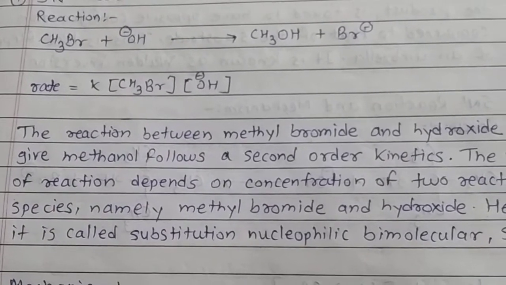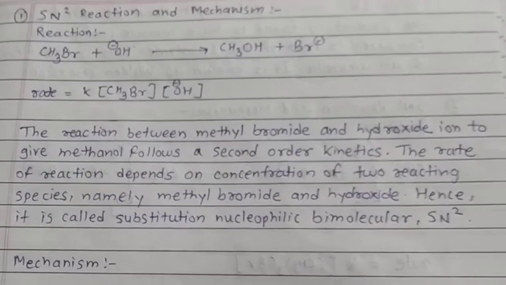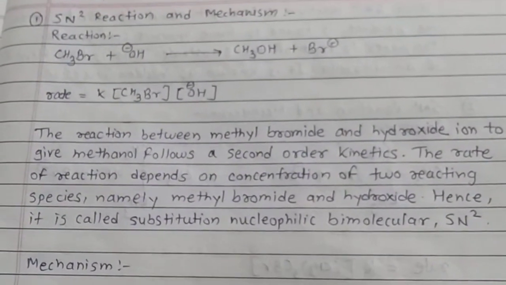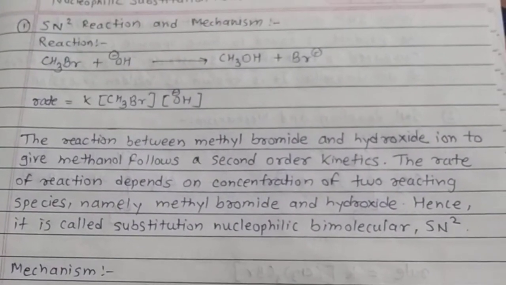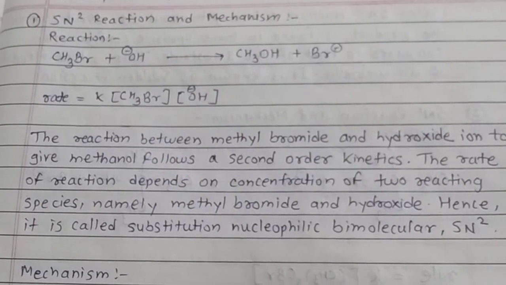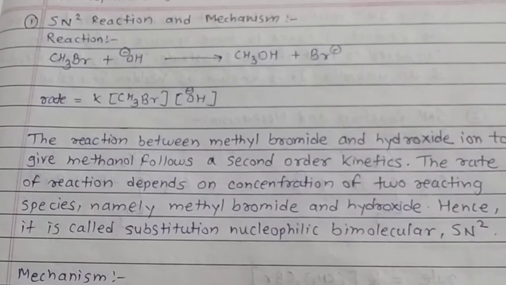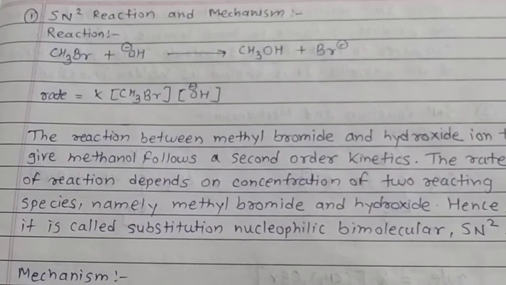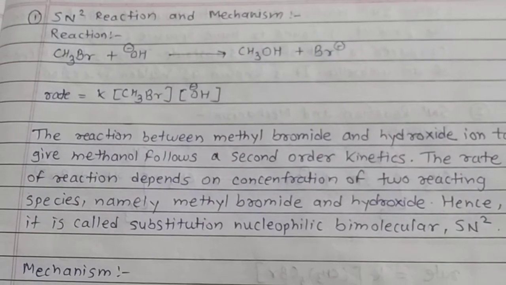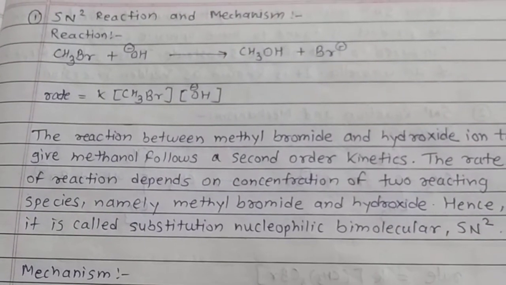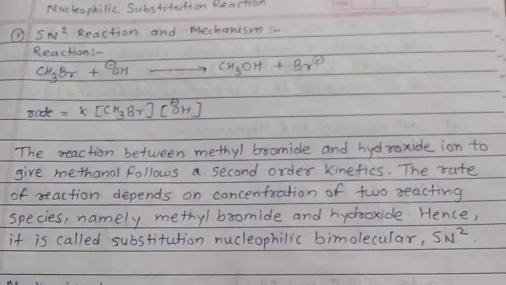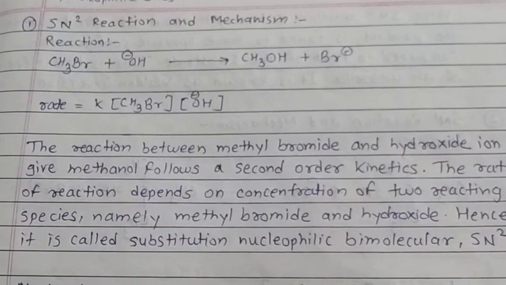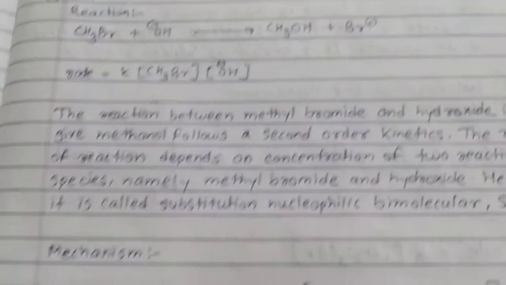So the reaction between methyl bromide and hydroxide ion to give methanol follows second order kinetics. The rate of reaction depends on the concentration of two reacting species, namely methyl bromide and hydroxide. Hence it is called substitution nucleophilic bimolecular, that is SN2. S stands for substitution, N for nucleophilic and 2 for bimolecular.